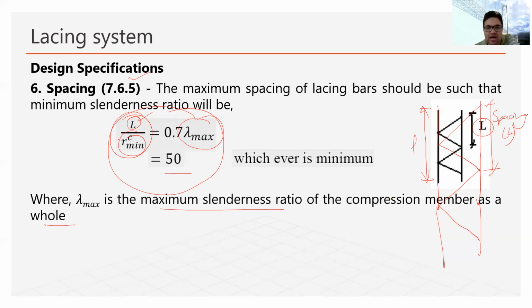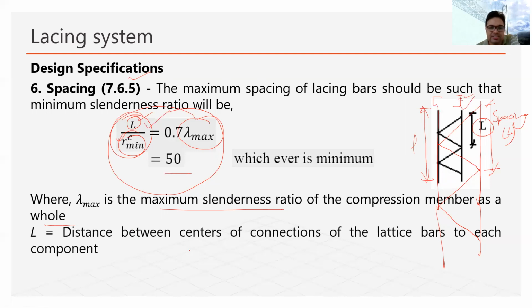Similarly, what is the r value? The r value is the radius of gyration of the individual component. For example, if we are using two channel sections, then r minimum will be the minimum radius of gyration of this individual channel section, which may be r_yy or r_zz. It will be more clear when we solve an example.